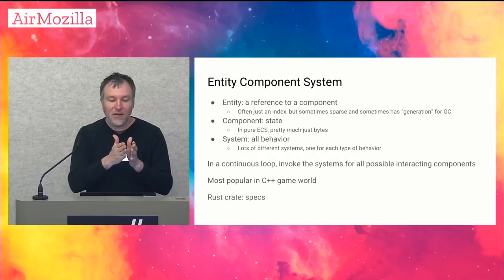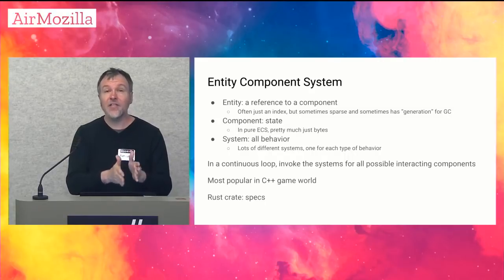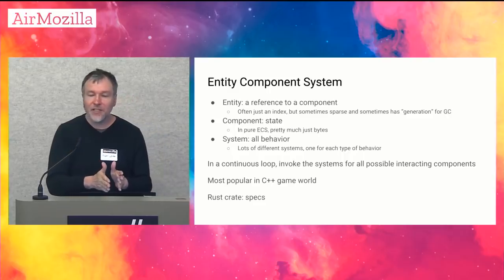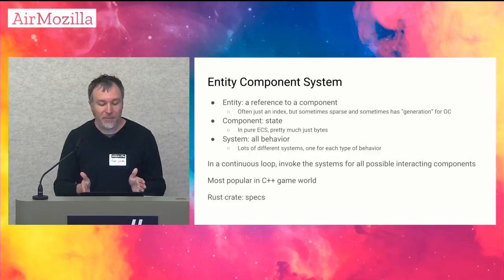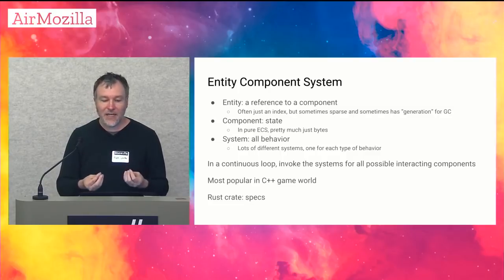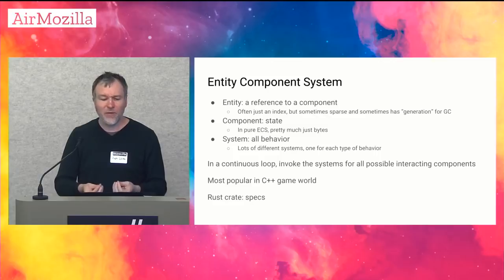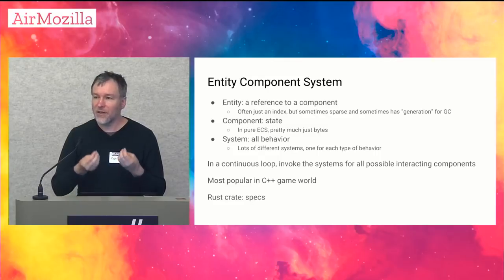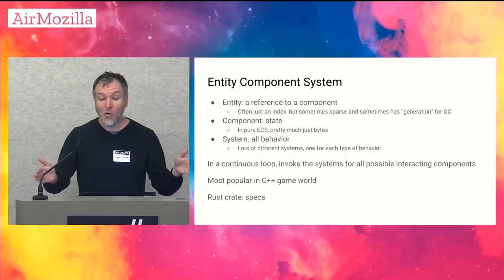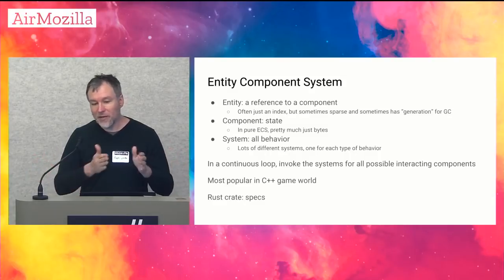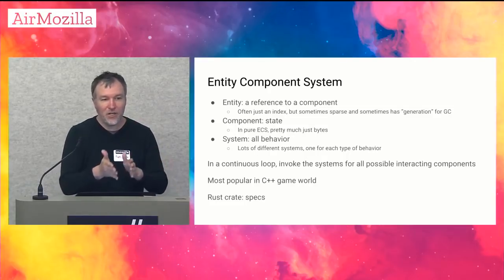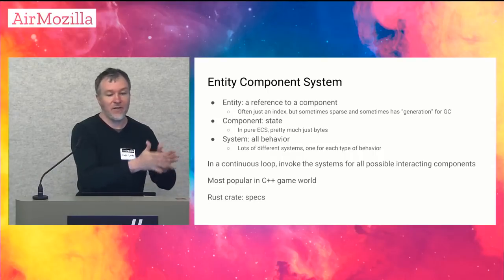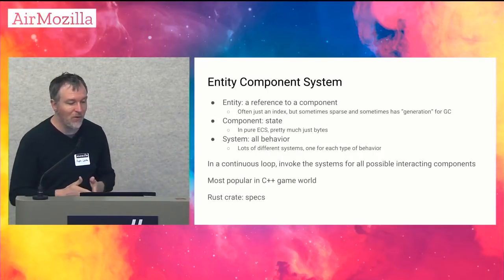And a specific thing that's been getting a lot of attention lately, that was really the inspiration for this exploration, is the entity component system architecture. To break that down, an entity is a reference to a component. It's usually implemented just as a number, a usize. It's effectively an index into a vector that's holding the components. Sometimes it's a little bit more sophisticated. It can have a generation so that if you delete it and you've got a stale reference, you can actually detect that rather than just accessing the wrong component.